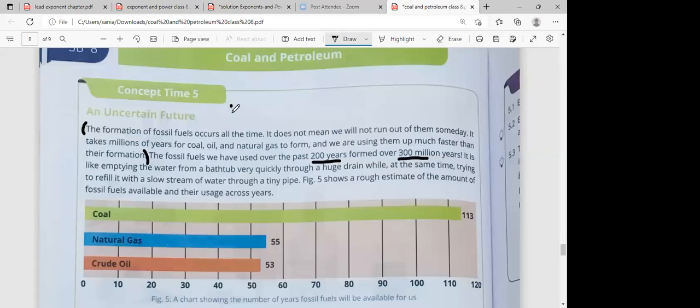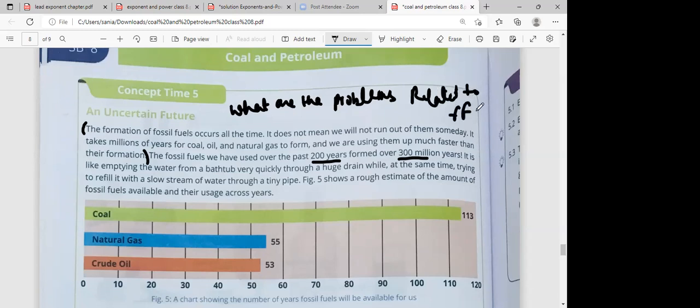What are the problems related to fossil fuels? And then you will write this. Okay.